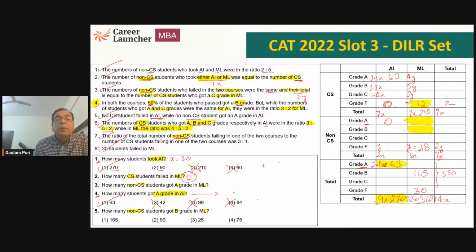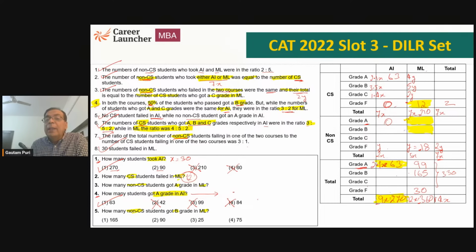But while the number of students who got A and C grade was same for AI, we have not used this. We had done it according to the question. They were in the ratio of 3:2 for ML. So if A grade is 3K, then the other grade will be 2K. Or what will be A grade? A grade will be 3 by 5 of 165, because if B grade is 165, A plus C grade will also be 165. So 5 3s are 15, 5 3s are 33 into 3, 99. Right? So 99 students have got A grade.